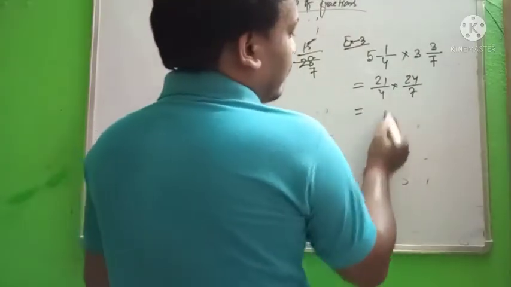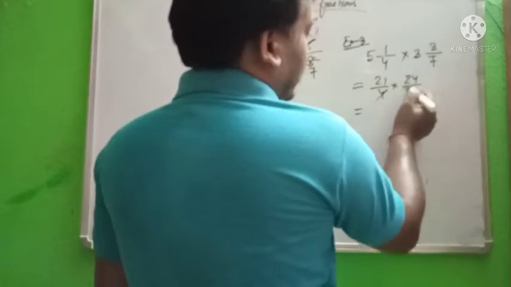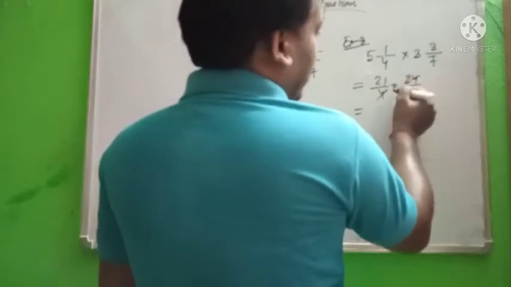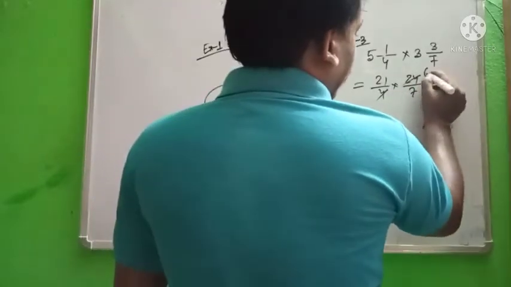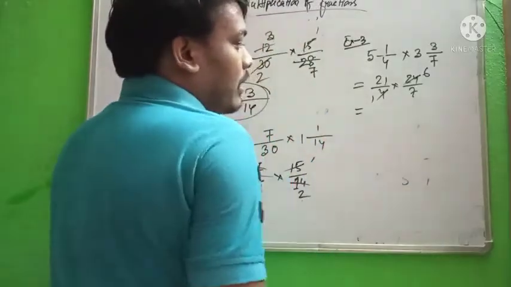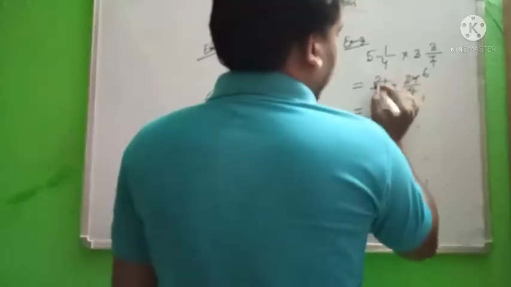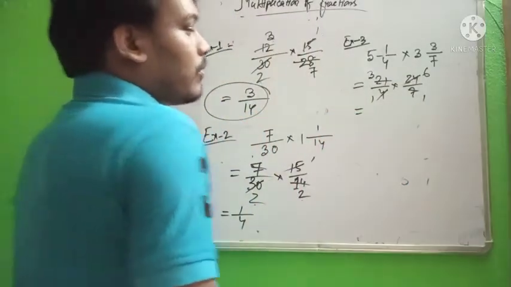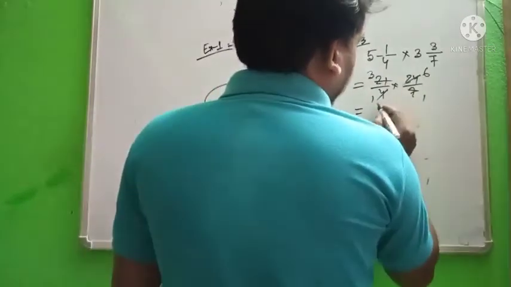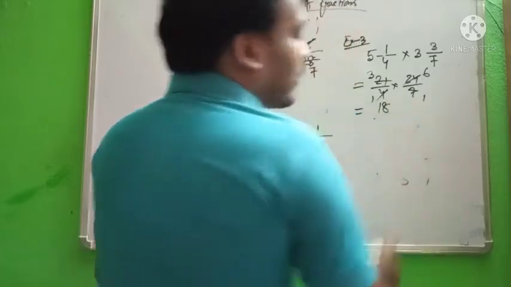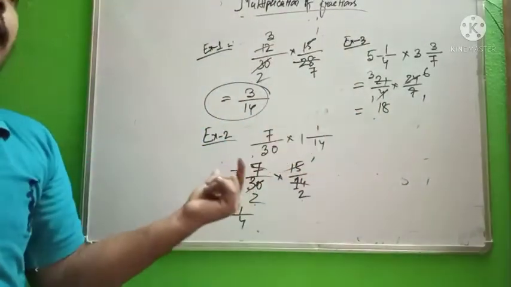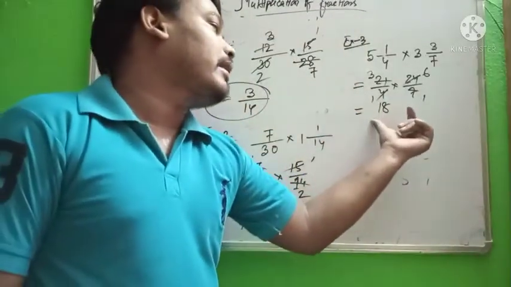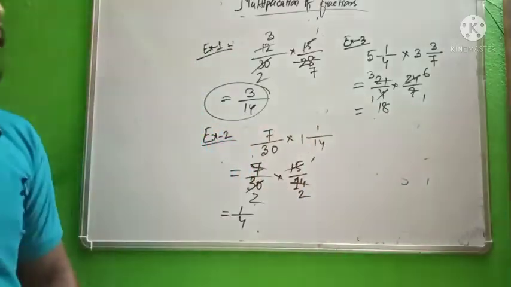Then what is the value? 4 and 24 can be cut. 4 is the common factor of 4 and 24. So 4 6s are 24, 4 1s are 4, 7 1s are 7, and 7 3s are 21. So in numerator there is 18, and in denominator 1 into 1 is 1. In denominator no need to write 1. So 18 is the answer.